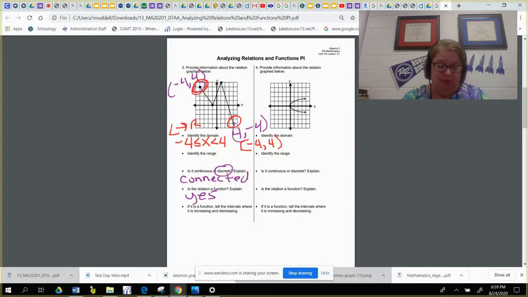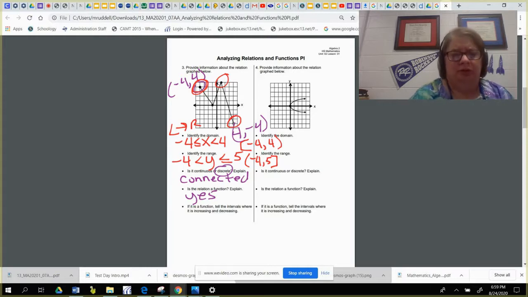Identify the range. We need the lowest to the highest. So it's negative 4 less than y less than or equal to, what's this highest point? 1, 2, 3, 4, 5. You could also write that one as negative 4 to positive 5. A parenthesis goes with the open circle and a bracket goes with the closed-in circle. Okay? That's 2 different ways to write domain, 2 different ways to write range.